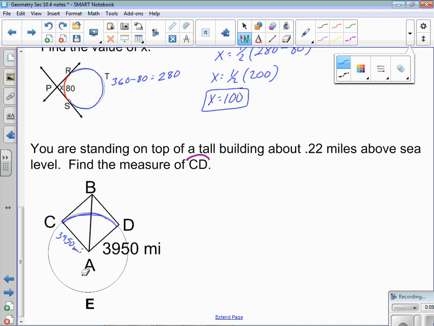And that from point A to the surface right here would be 3,950. But we know that B is on top of a building, and so that distance there is 0.22 miles. So the length of BA is actually 3,950.22 miles.